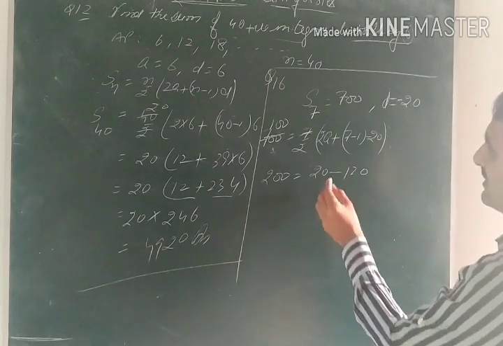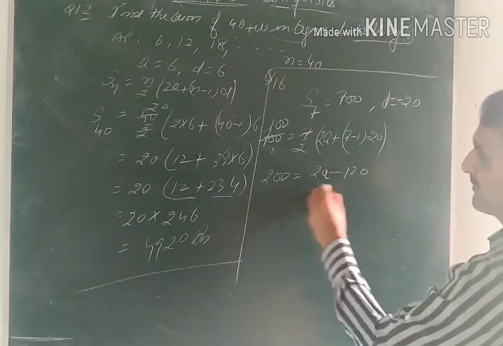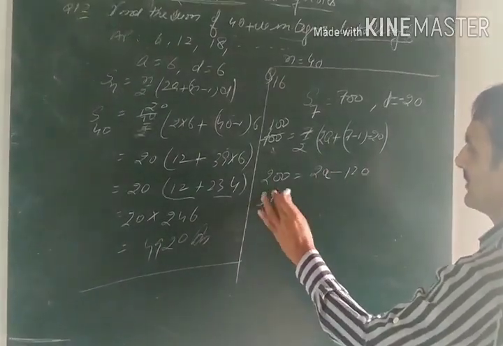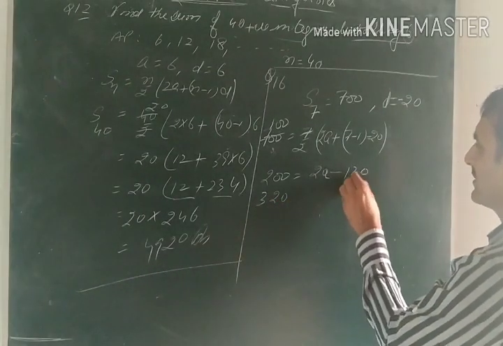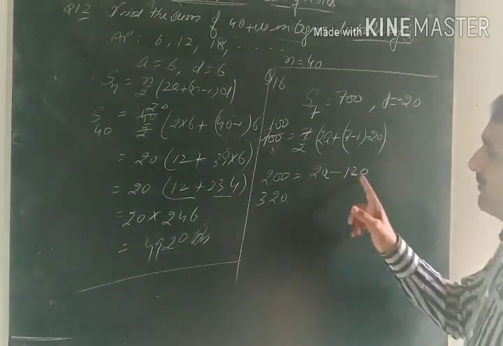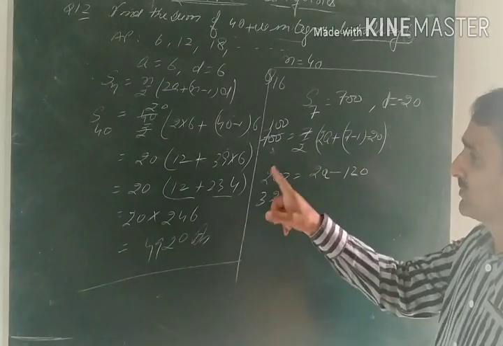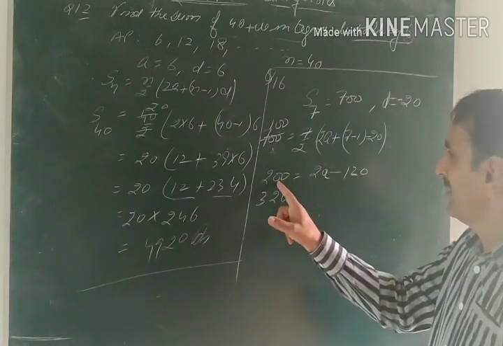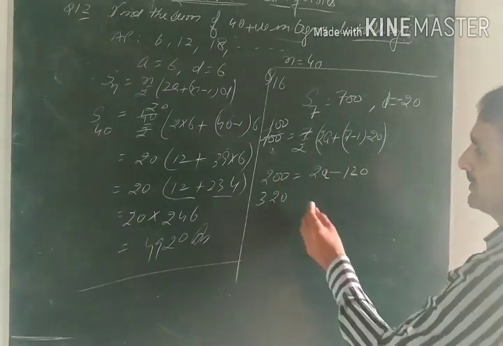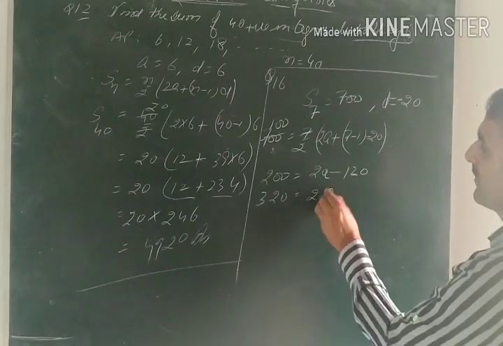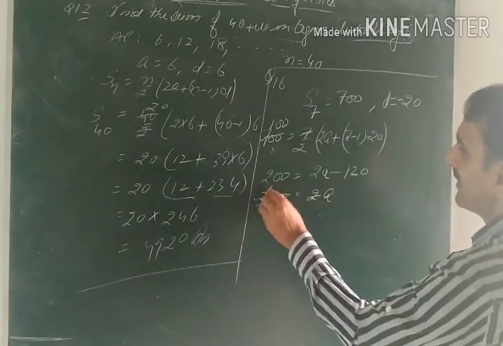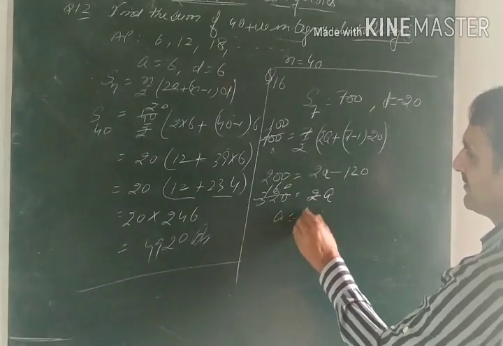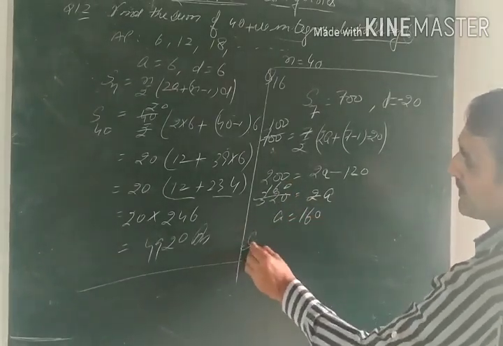Again, what we get is 2a, and this one is 320, because this one is 120. The minus 120 changes to positive when we move it across, and when we add 120 to 200, we get 320 equals 2a. The value of a is 160. So a is 160.